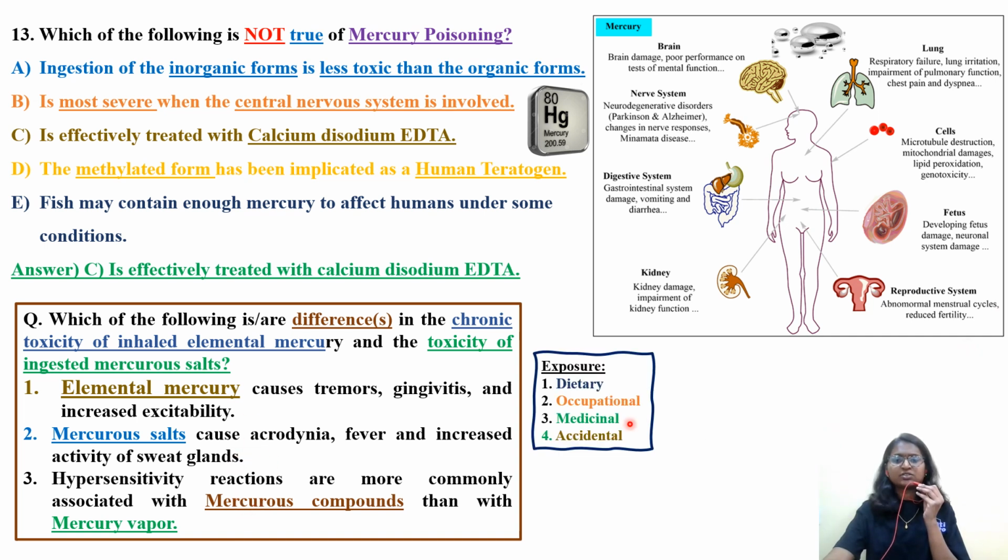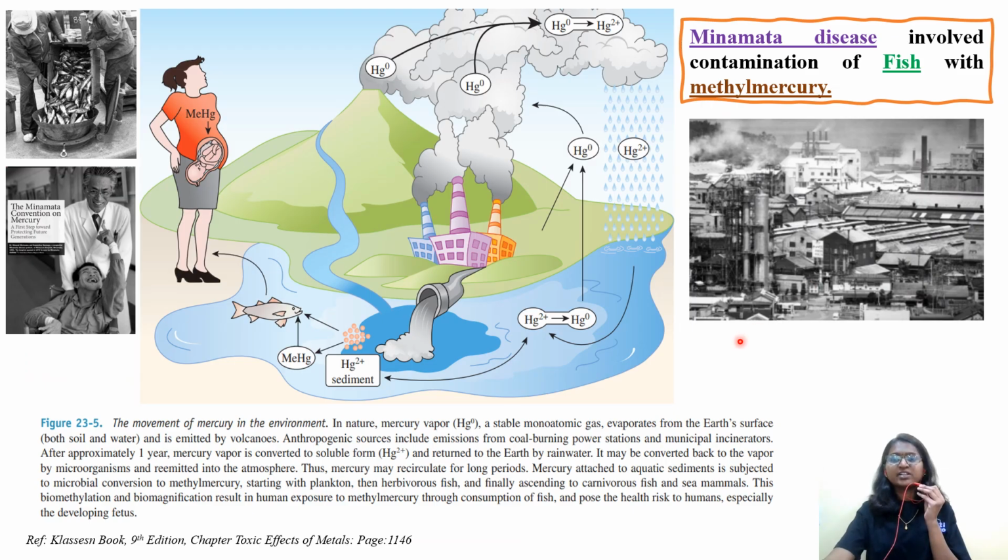Okay, so exposure to mercury is mainly through diet, through occupational, through medicinal as well as through accidental. Okay, medicinal means historically mercury was used in the preparation of amalgams also. Okay, so you can go back and read the history of mercury. Okay, so in this particular slide we are going to learn about Minamata disease, which involved contamination of fish with methyl mercury.